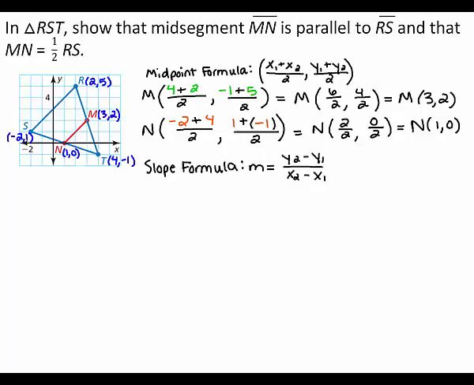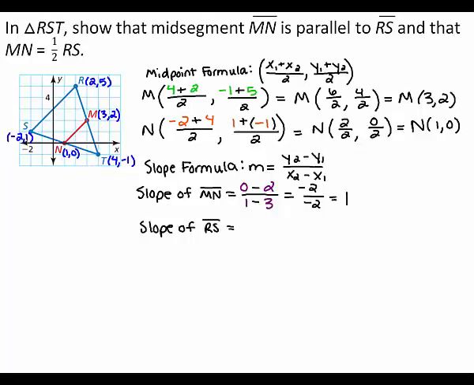To find the slope of segment MN, let x1 equal 3, y1 equal 2, x2 equal 1, and y2 equal 0. You can substitute these values into the slope formula. When you simplify, 0 minus 2 gives you -2 in the numerator, and 1 minus 3 gives you -2 in the denominator. -2 divided by -2 gives you +1. So, the slope of segment MN is 1.